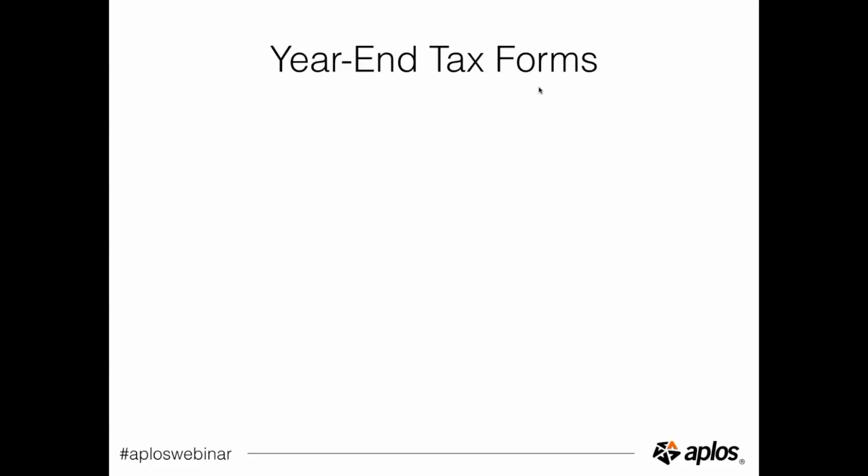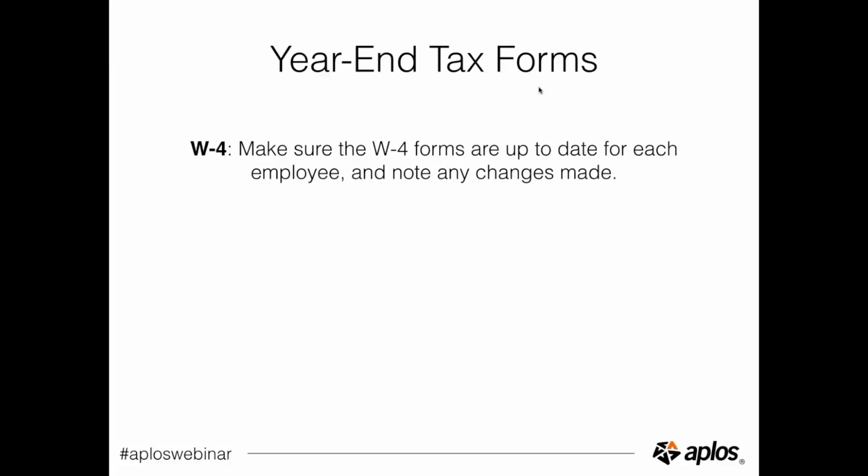Okay, so the last category here is year-end tax forms, and this one will be pretty short. Again, W-4: make sure that all your W-4 forms are up to date for each employee, and note any changes that need to be made.